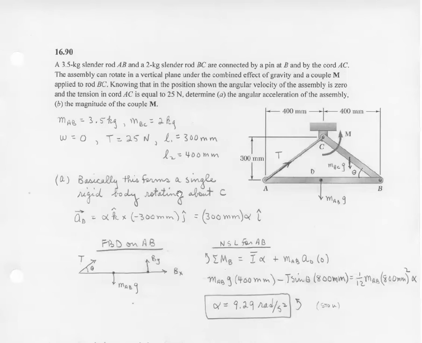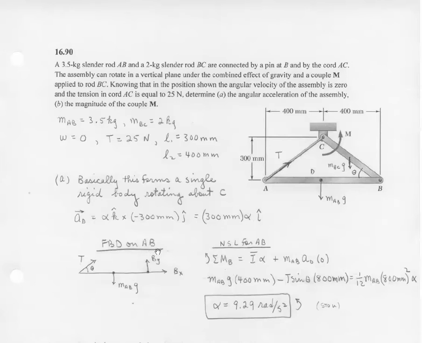Basically, this forms a single rigid body rotating about C. Even though it's not all rigid body, this is going to stay in tension in this line here. So in effect, that's what you have. So we can talk about the acceleration of point D down here as being alpha k crossed into minus 300 millimeter j, and that's equal to 300 millimeter alpha i. So the acceleration of this bar right here is going to be equal to 300 millimeter alpha i.